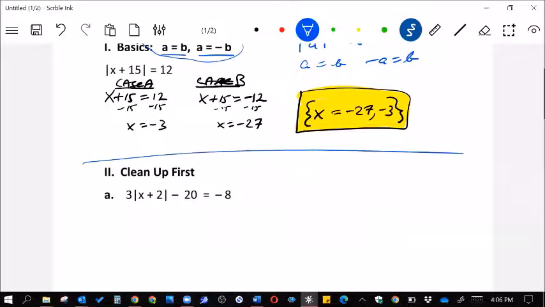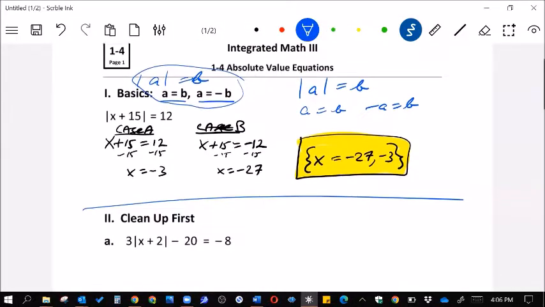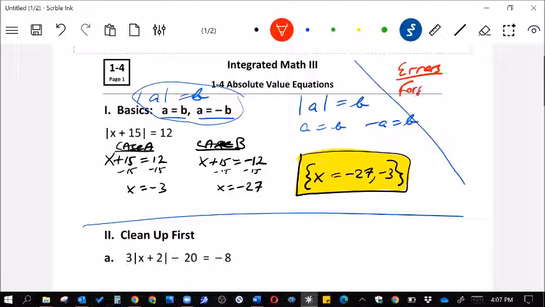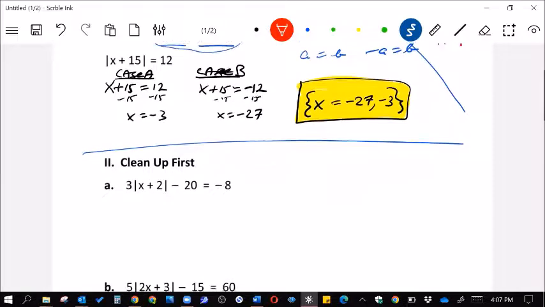Now, the next problem shows the second place where people make mistakes. The first place people tend to make mistakes is forgetting two cases. In fact, I'll write that here. Errors: forgetting two cases. And the second thing is not cleaning it up. So those two things. And this next one is the cleaning it up.